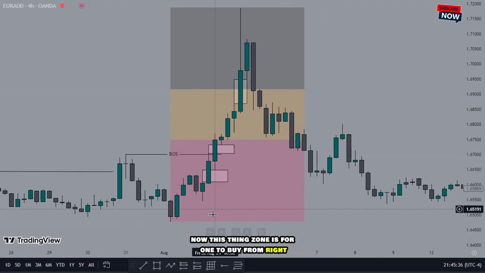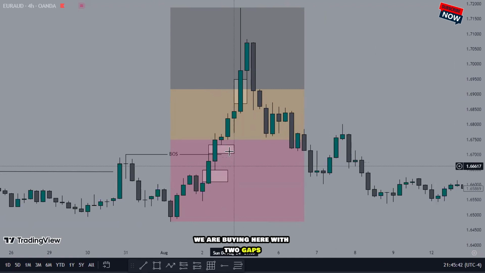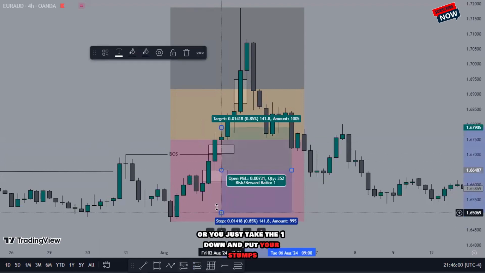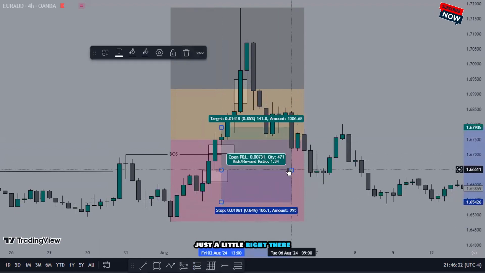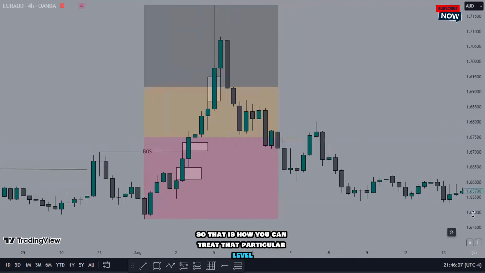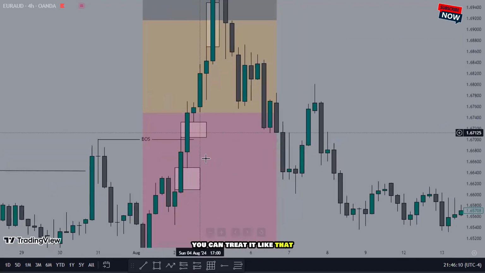Now, this pink zone is what we want to buy from, right? We are buying here with two gaps. Which one are we trading? Preferably, I'll take the one down, even though this one too is in the premium and you can trade it as well. But I'll take the one down. Why? Because they're kind of close to each other, so you can treat them as one as well. You can put an entry somewhere in between both, or you just take the one down and put your stops just at the low right there. You can see like that. So that is how you can treat that particular level.